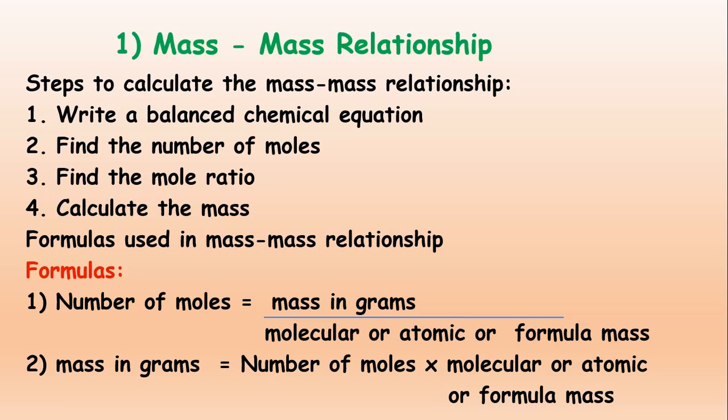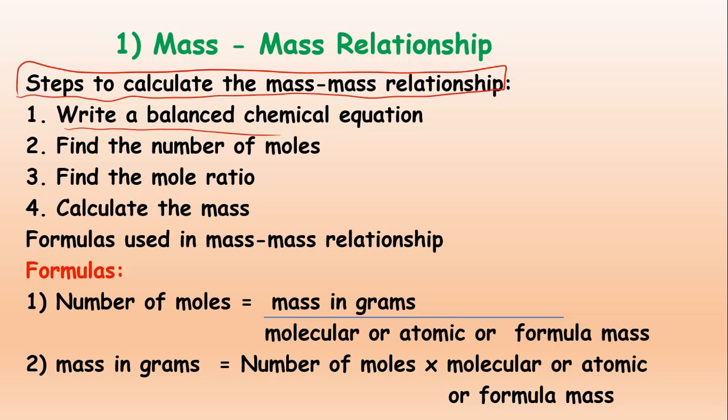Now let's look at the key points related to the mass-mass relationship before we solve the question. There are these 4 steps you must remember for the calculation. Write a balanced chemical equation, find the number of moles, find the mole ratio, calculate the mass, then we will be able to get the mass relationship. These are the 4 steps. We will solve the question through this step by step process.